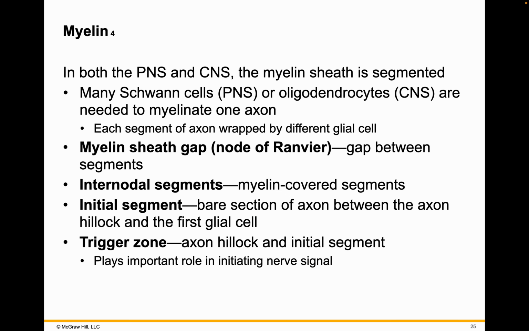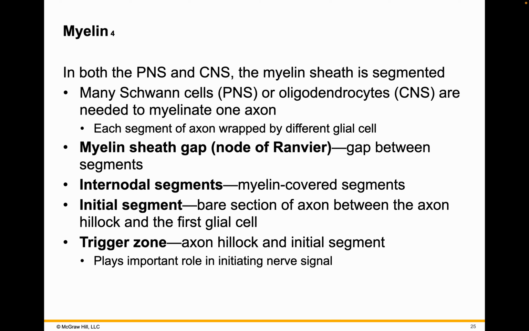In both the peripheral and the central nervous system, the myelin sheath is segmented. Many Schwann cells are needed to myelinate a single axon, and in the central nervous system, although one oligodendrocyte provides some of the sheath, many oligodendrocytes wrap an individual axon.